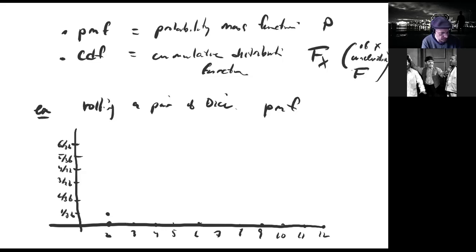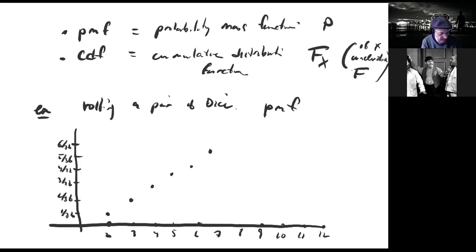There are 2 ways to make 3, so that gives me a probability of 2 out of 36, or 1/18. There are 3 ways to make 4. There are 4 ways to make 5. There are 5 ways to make 6, I guess. And there are 6 ways to make 7, right? How do you make 7? 1, 6, 2, 5, 3, 4, 4, 3, 5, 2, and 6, 1.